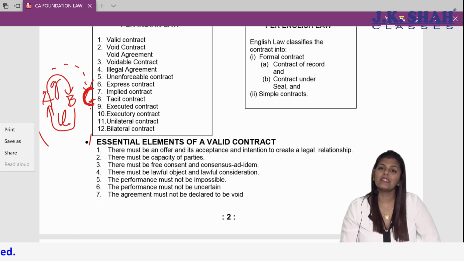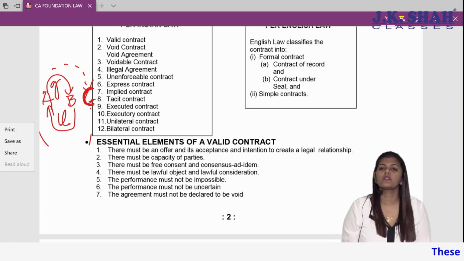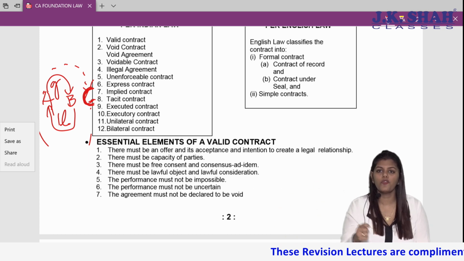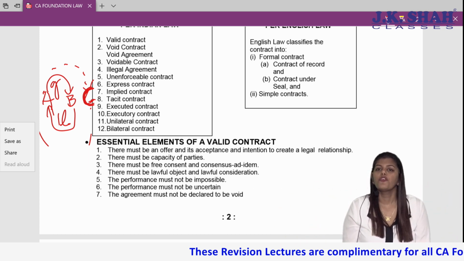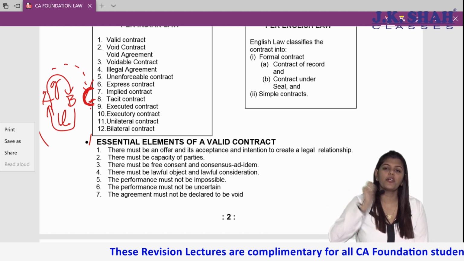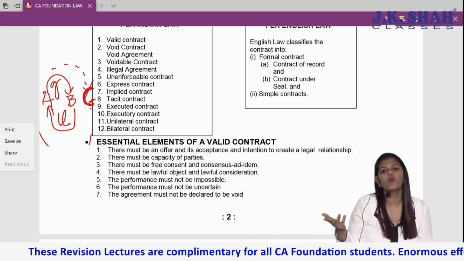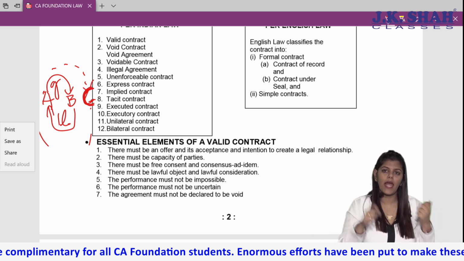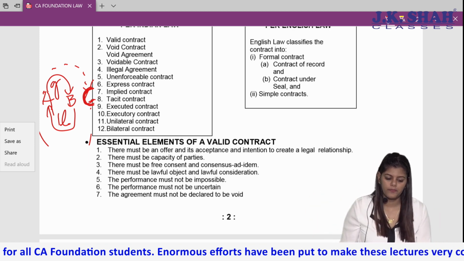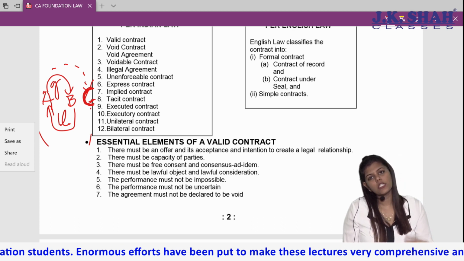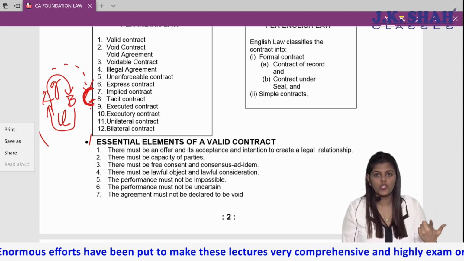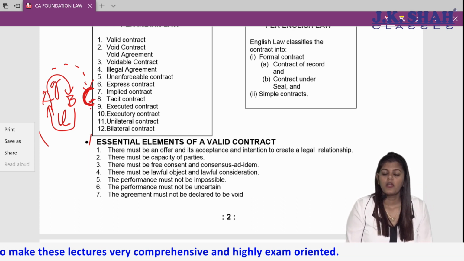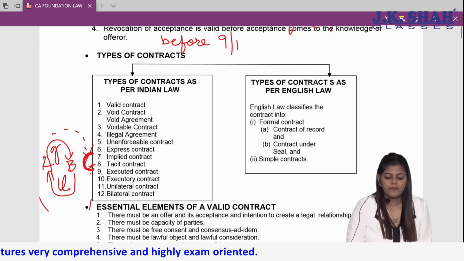Then next, tacit contract. A tacit contract is something which comes into force by conduct or physical action of a person. For example, if I am the auctioneer, if I strike the hammer, everyone will come to know, okay, it's sold. I don't have to speak, I don't have to yell. It's understood by my action. It's a tacit contract. Executed, as the name suggests, past. Executory is future. Unilateral, only one party. Bilateral, both the parties. Coming to your English law.